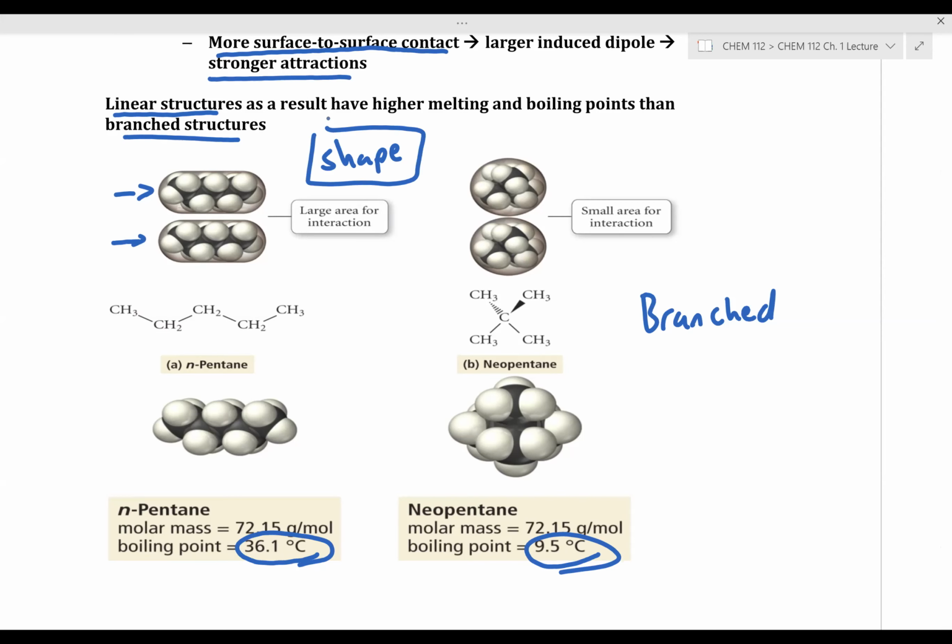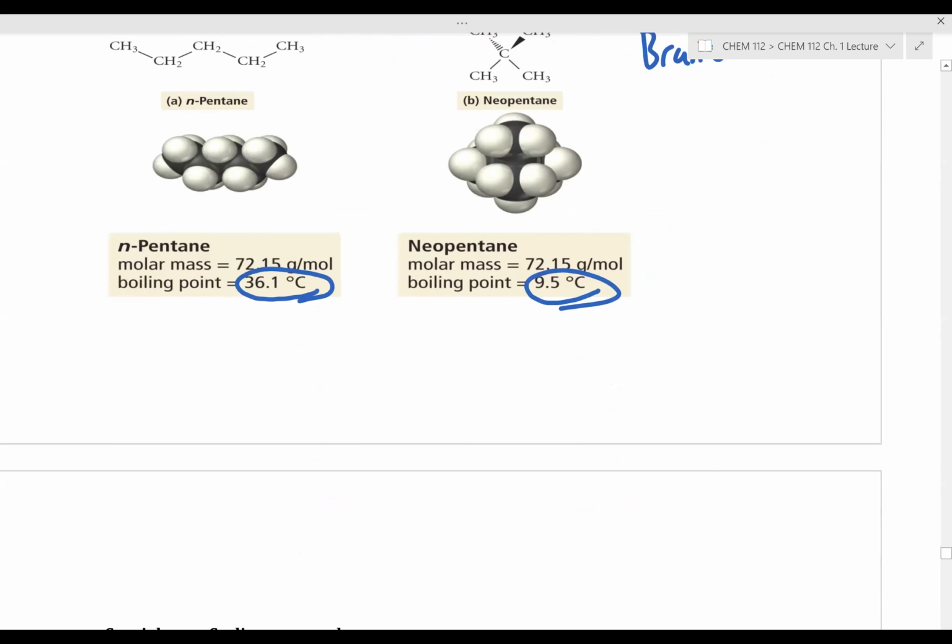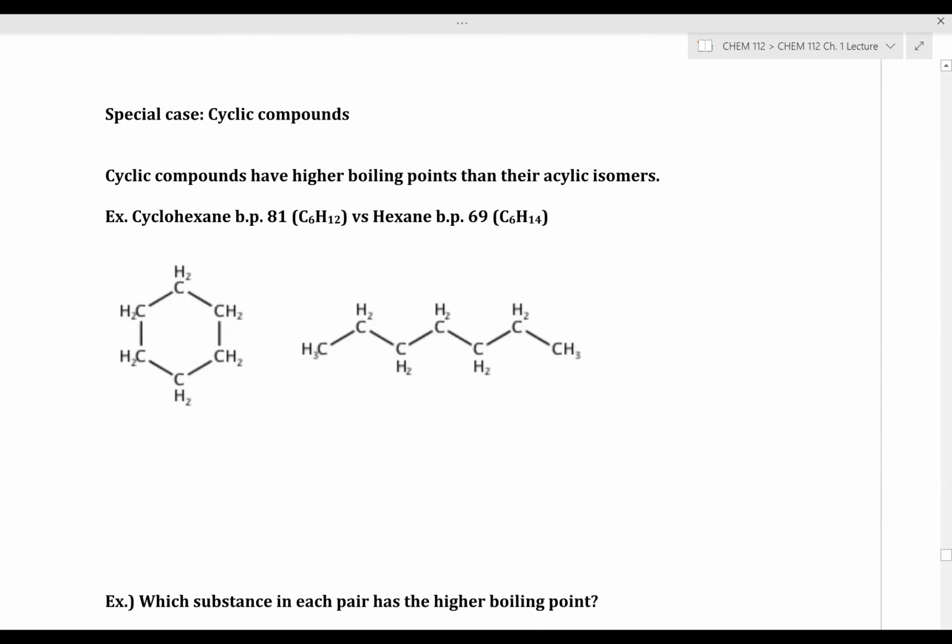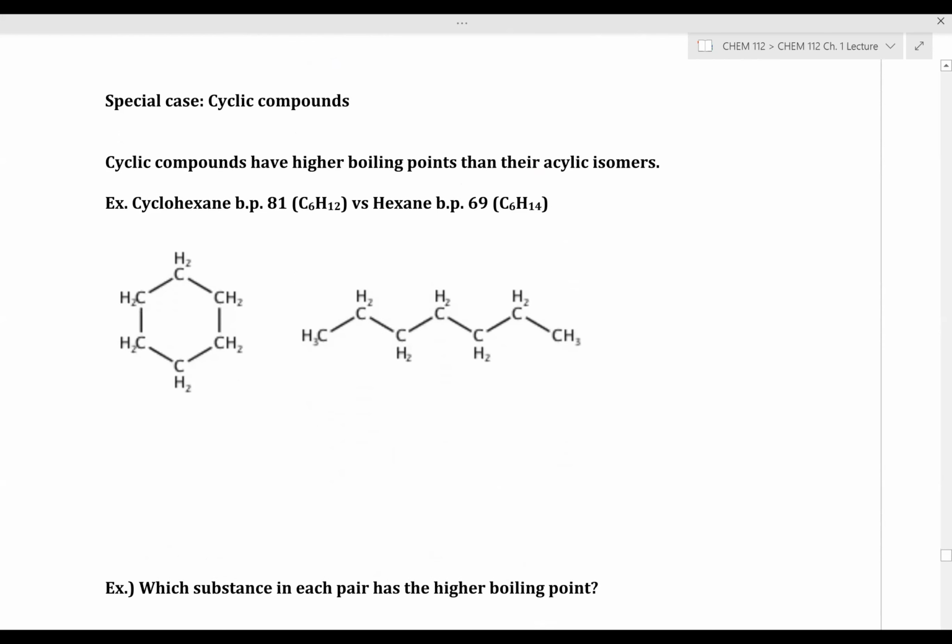Okay, let's now continue on and let's look at another type of intermolecular interaction and another type of very special case. So when we talk about cyclic compounds, what do I mean by cyclic compounds? It means our carbons are arranged in a ring arrangement. So the most common one that we'll see is the hexane ring. If we compare cyclohexane to N-hexane, we observe that the cyclic structure has a substantially higher boiling point.